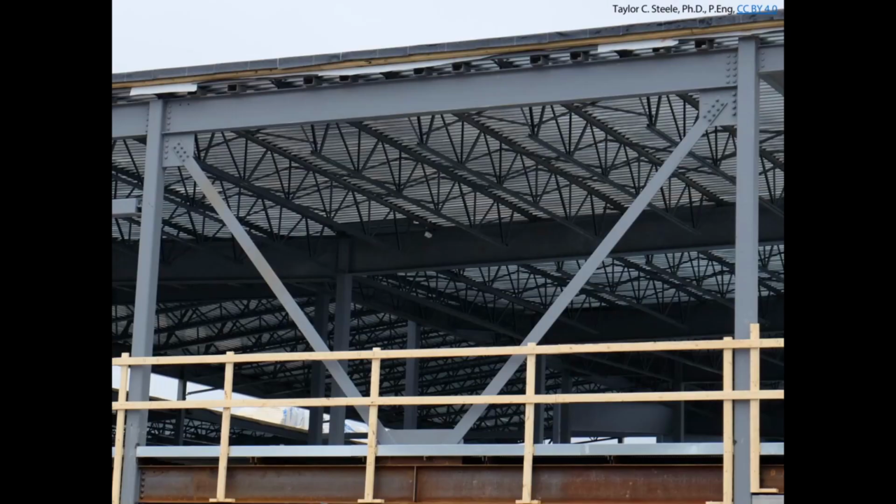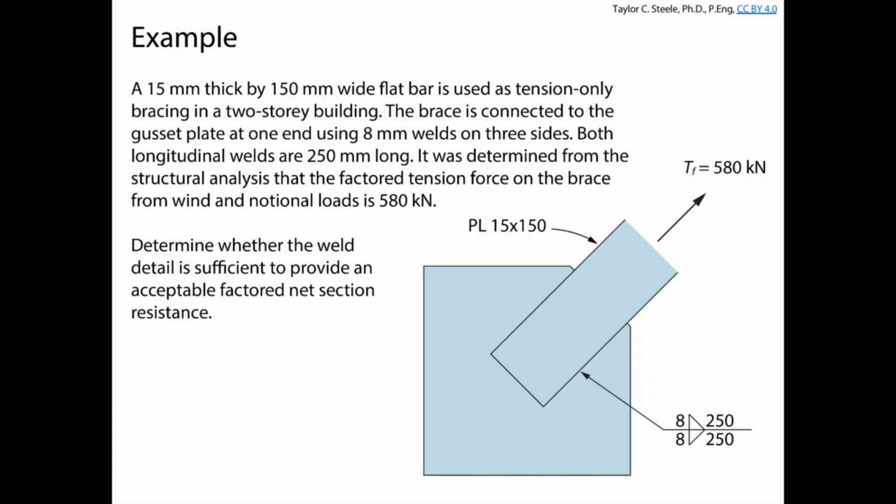So we're almost done looking at this brace. The only thing we haven't done yet is look at what the effect of having these welds on the tension member would be on the effectiveness of this part of the brace in tension on the net section. Okay, so we're looking at the same flat bar. We've got the same 250 millimeter long, 8 millimeter sized fillet welds that we looked at at the end of the example on Friday.